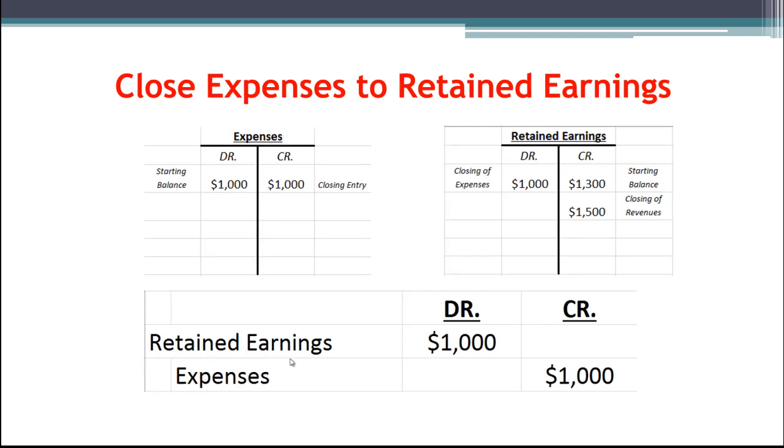Expenses are going to have the exact opposite. We start with a debit balance of $1,000. We have to credit expenses for $1,000 to zero it out. So credit expenses for $1,000. We know we're going to debit retained earnings for $1,000. Now, all this other stuff is what has happened before in retained earnings. Now we're debiting retained earnings for the $1,000 expense. So again, we're moving the debit balance from expenses over to become a debit balance for retained earnings.